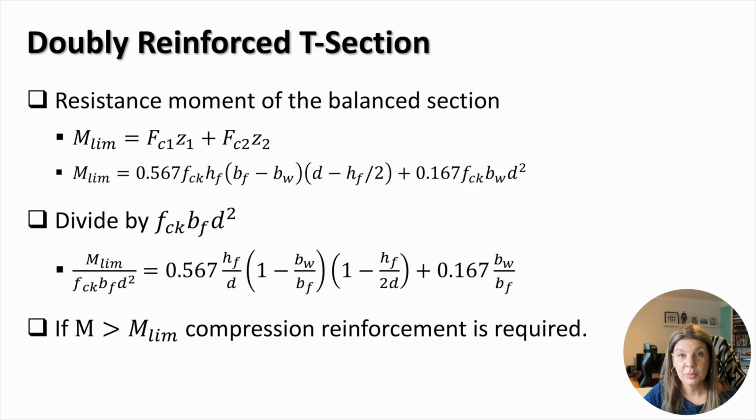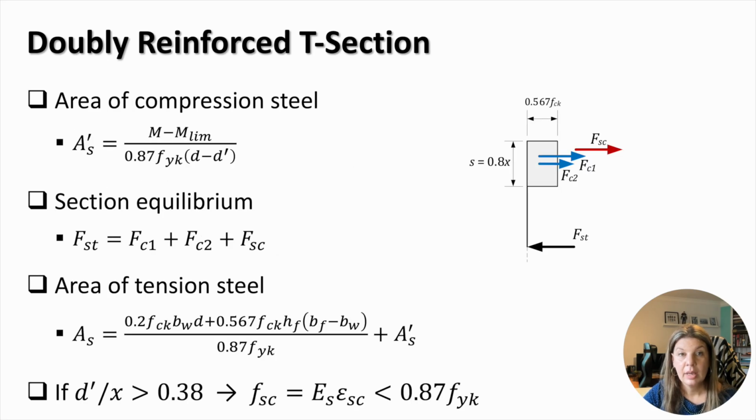The maximum resistance moment of the singly reinforced flange section is found by adding the contributions of the flanges and the beam. The expression for the limiting moment can be made dimensionless by dividing by fck times b times d squared. When M, the moment, is bigger than the limiting moment M limit, compression reinforcement is required. Compression reinforcement is found for the additional moment, M minus M limit. The area of the bottom tension steel is found from the equilibrium of forces, which gives the following expression.